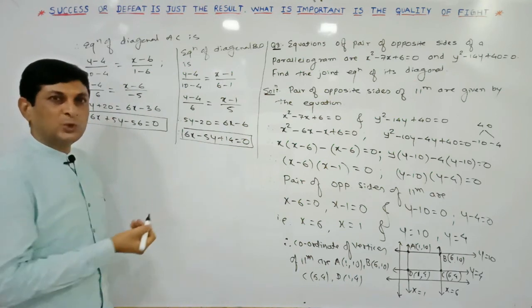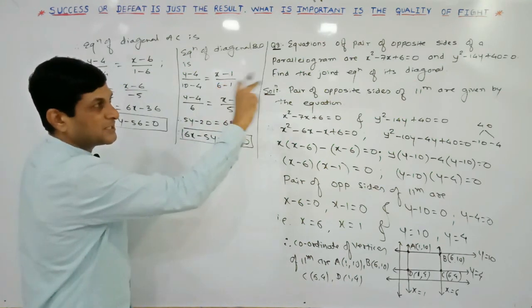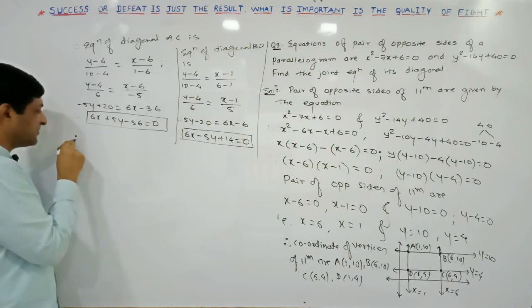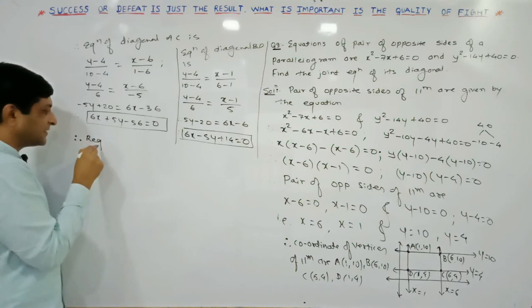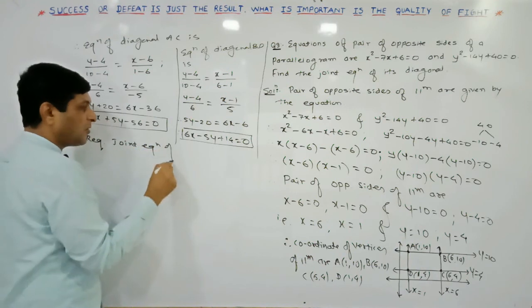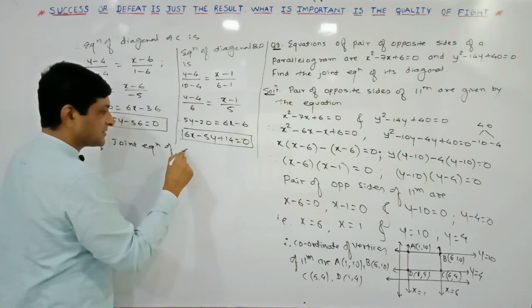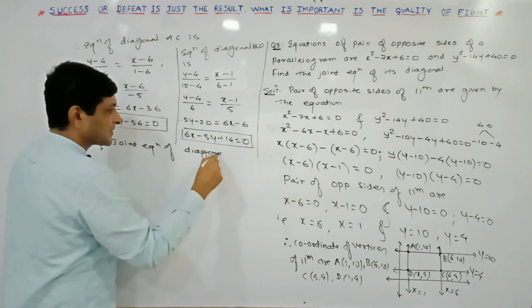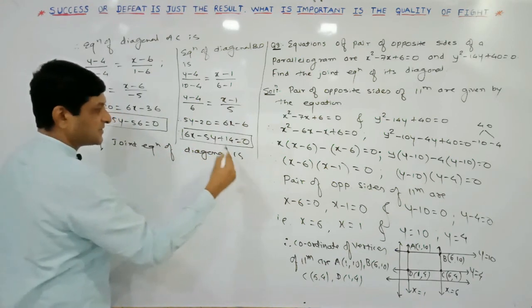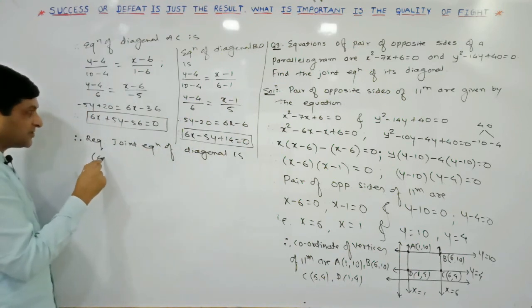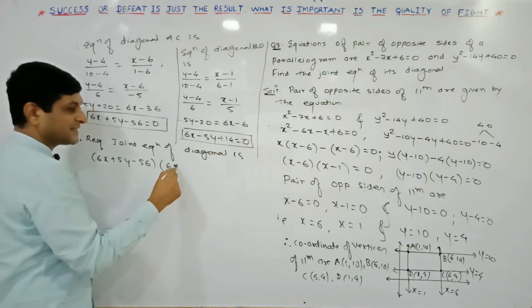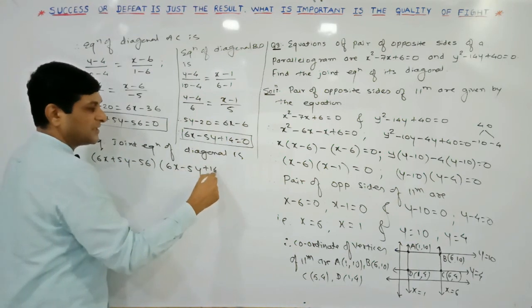Once the equations of both the diagonals are known to us, to find out their joint equation we have to take the multiplication of these two equations. So therefore the required joint equation of diagonals is, take the multiplication of these two equations: 6x plus 5y minus 56 into 6x minus 5y plus 14 is equal to 0.